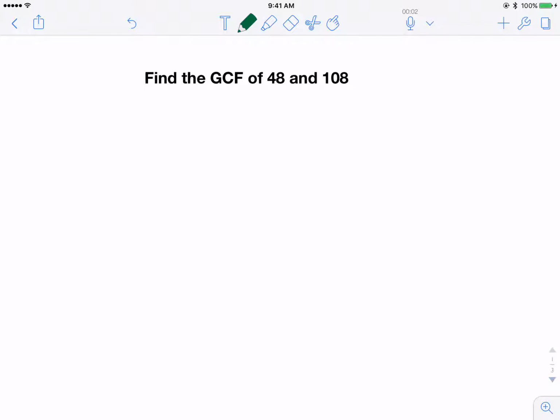So for the ladder approach, I'm going to rewrite each pair of numbers here. We're looking for the GCF of 48 and 108. We're making something like an upside down division bar. That's our ladder. And we're pulling out factors in each step, or each piece of the ladder.